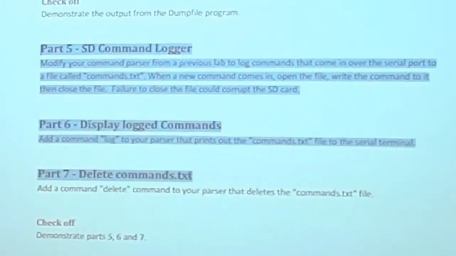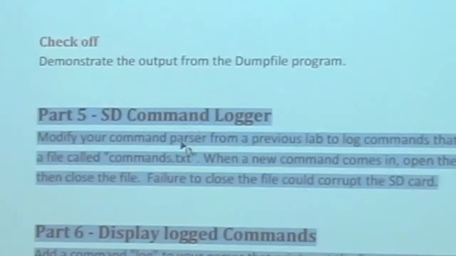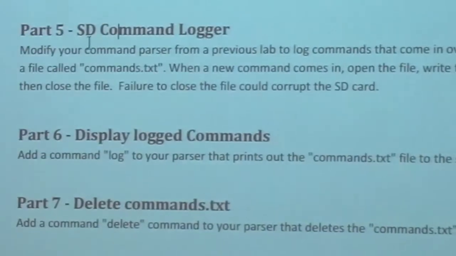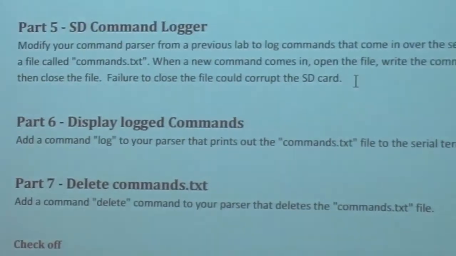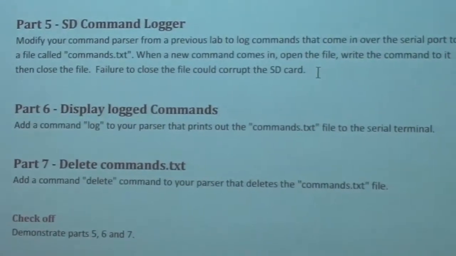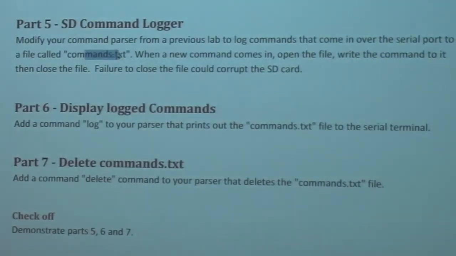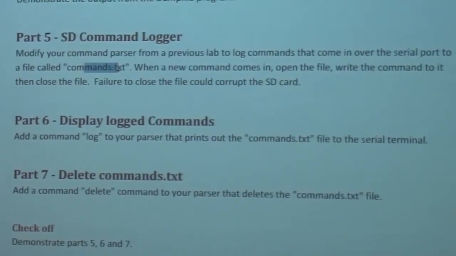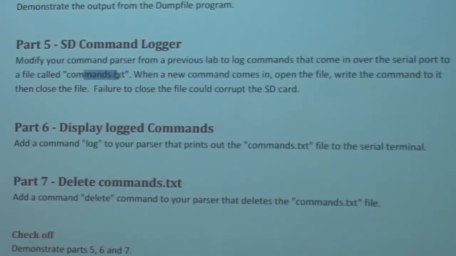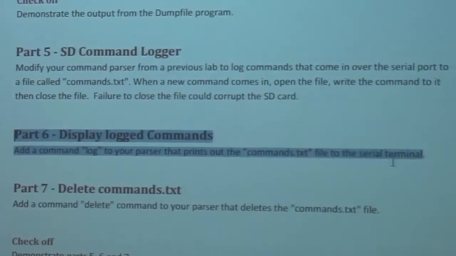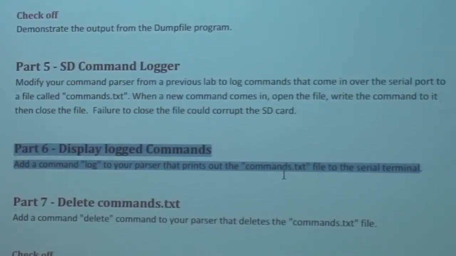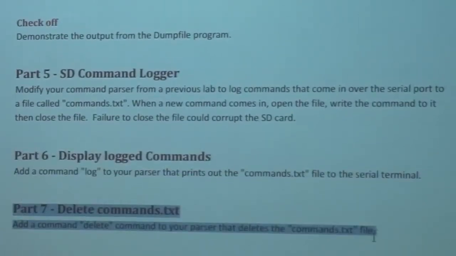Okay, so parts 5, 6, and 7, what they want you to do is take what you learned in parts 1 through 4 and add it into your program that's got the command parser. So part 5 says modify your command parser so that every time somebody types in a command, it opens a file called commands.txt, and whatever they typed in, it writes it to that file. So as you're entering commands into your serial terminal, it's going to be logging them to a file. Then there will be a command called log, which opens that file and prints everything that you logged out to your serial terminal. And then there's a command called delete, which will delete commands.txt.